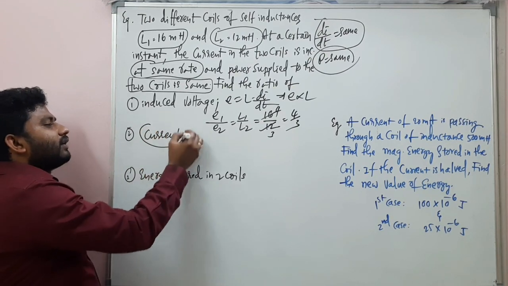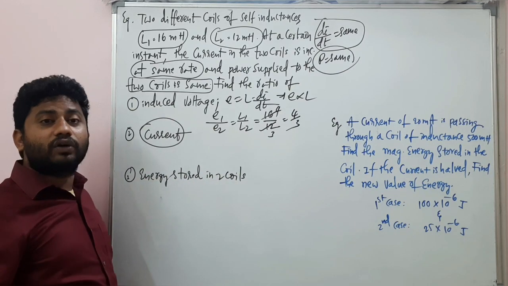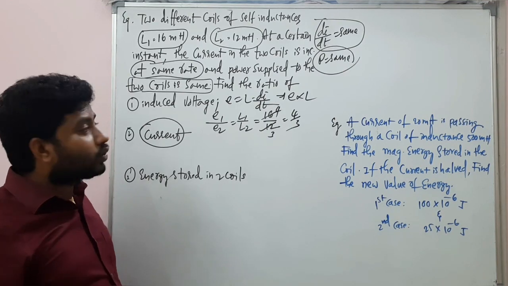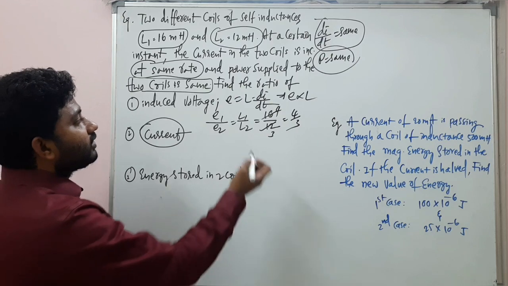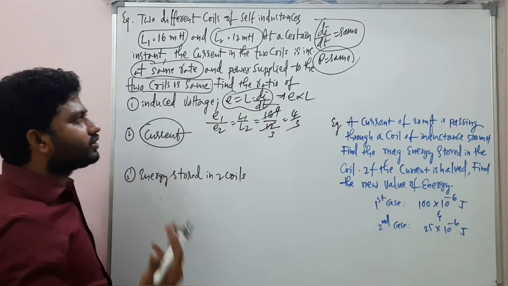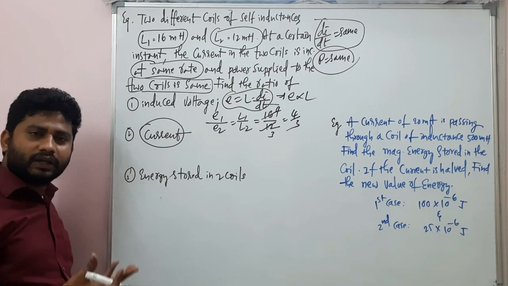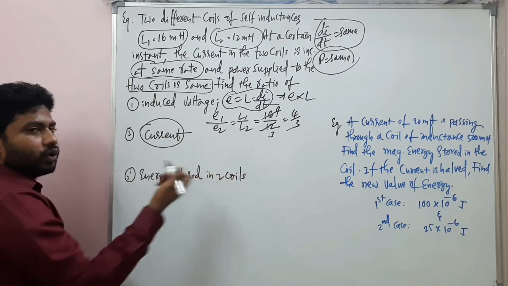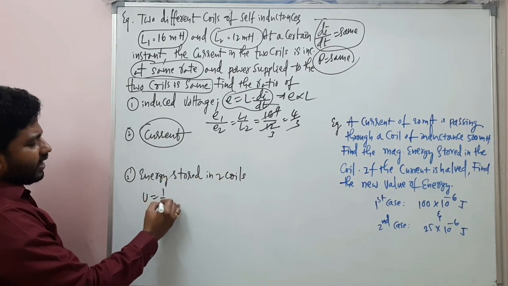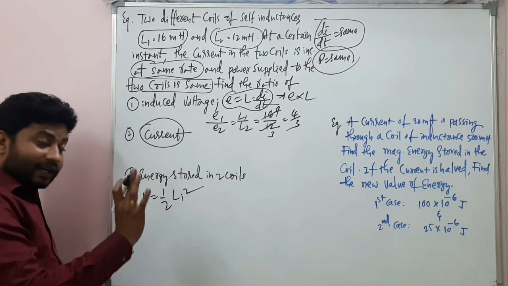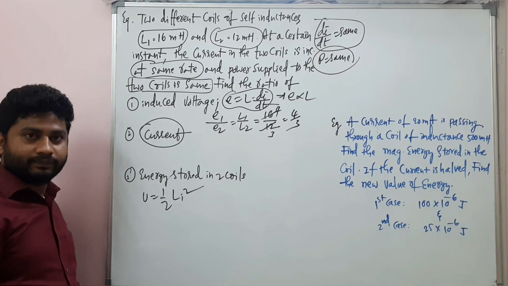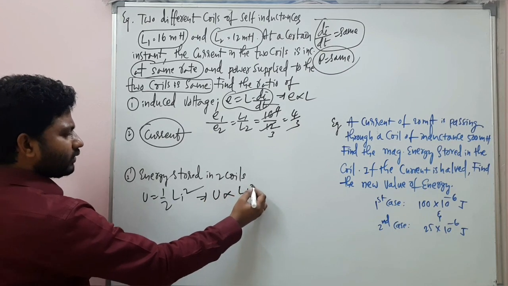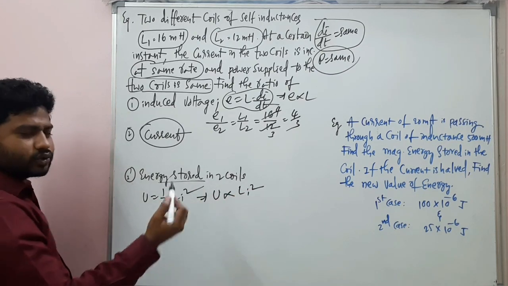Now, ratio of the currents, it is also a question. How can you find the currents here? There is no concept of current involved in the equation E is equal to L into di by dt. Now, energy stored in two coils. Energy stored formula is half into L into I square. Here current values you have, but energy ratios we don't have. Here you see from this, U is directly proportional to L I square. So you need to find the ratio of energy stored in the two coils, right?